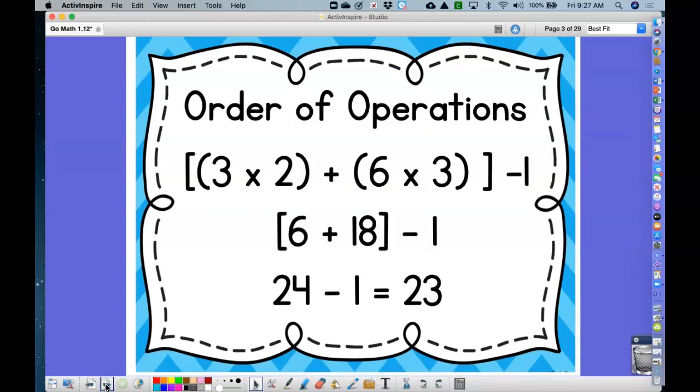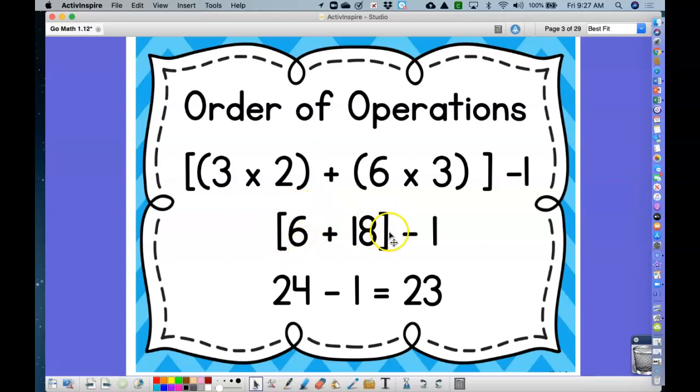So here is an example of an order of operations problem. You see a parenthesis here, and then these are called brackets. And we see the operations multiply, add, and subtract. The first thing I would do here is do 3 times 2, which equals 6. Next, I would do 6 times 3, which equals 18.